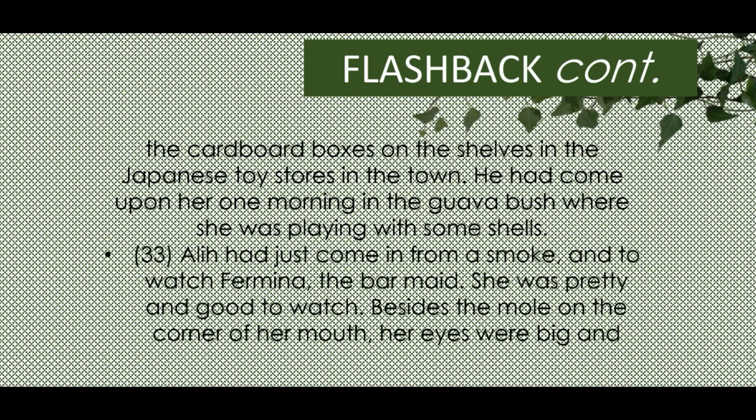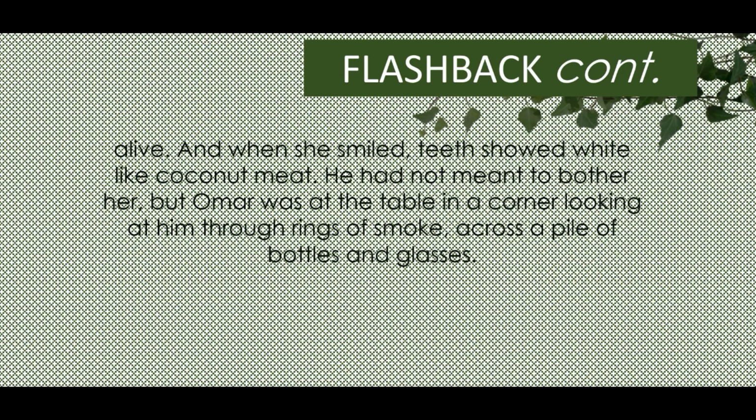And the next example is found in the 33rd paragraph. Alih had just come in from a smoke, and to watch Fermina, the barmaid. She was pretty and good to watch. Besides the mole on the corner of her mouth, her eyes were big and alive, and when she smiled, her teeth showed white like coconut meat. He had not meant to bother her, but Omar was at the table in a corner looking at him through rings of smoke across a pile of bottles and glasses.